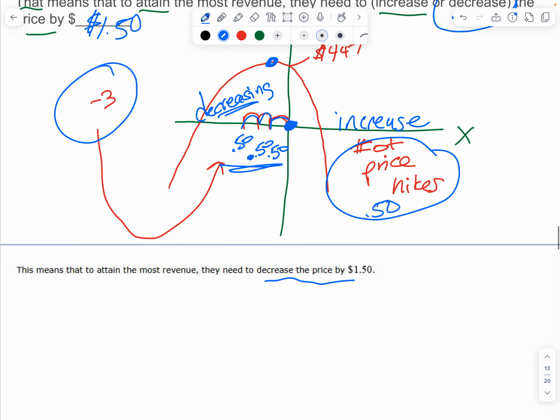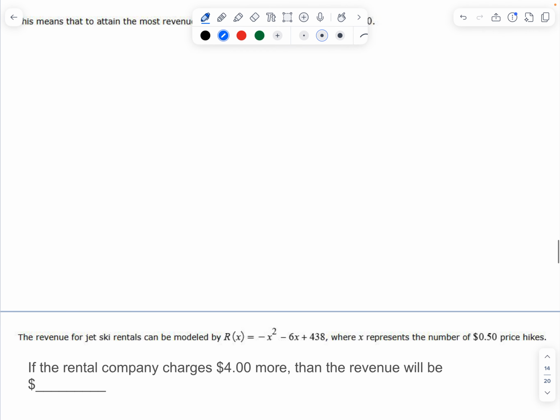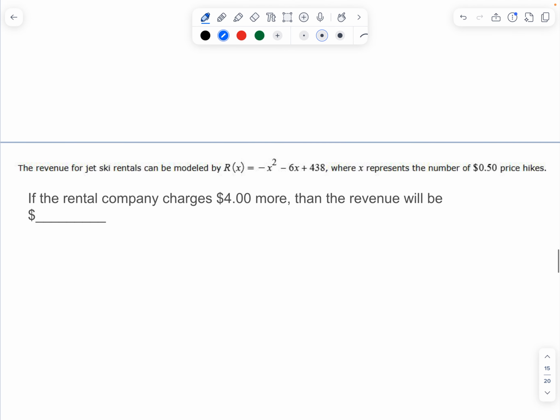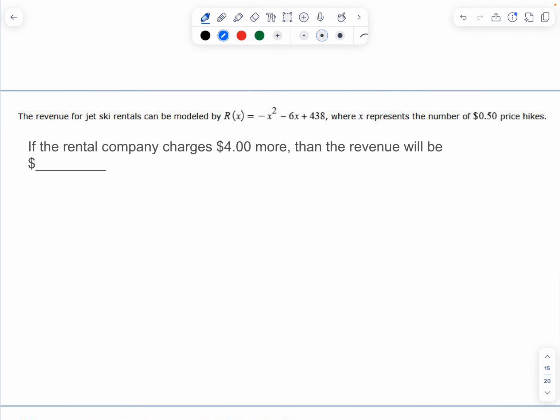Let me make that more clear if you add those up. Okay, the problem that keeps on giving. Same quadratic. If the rental company decides to charge $4 more, then what would their revenue be? So we've got to figure out what $4 more would look like. Let's go back to my little drawing here.